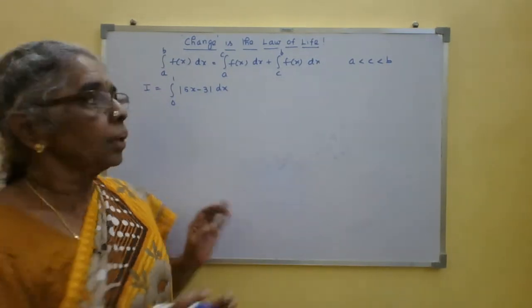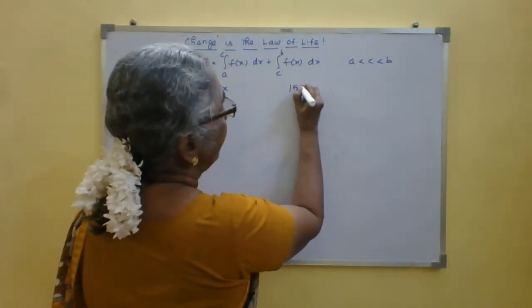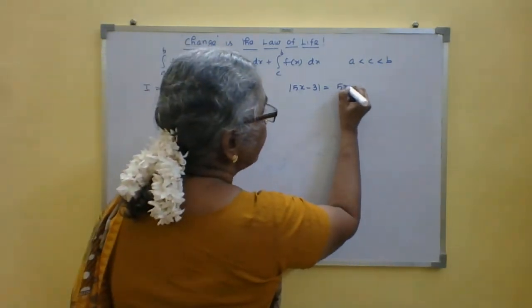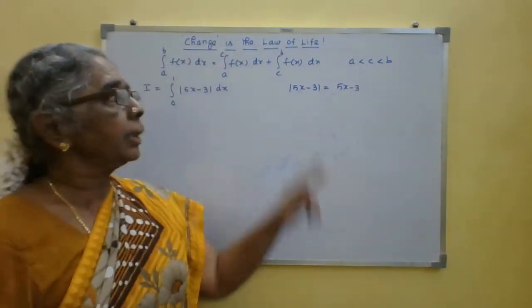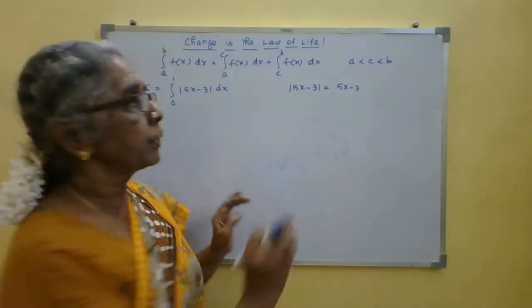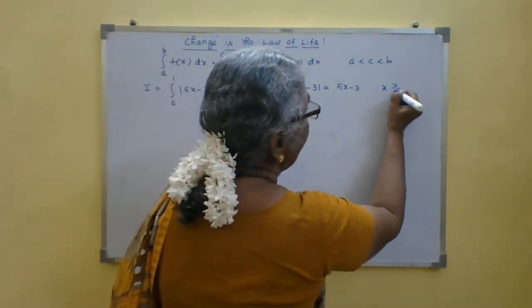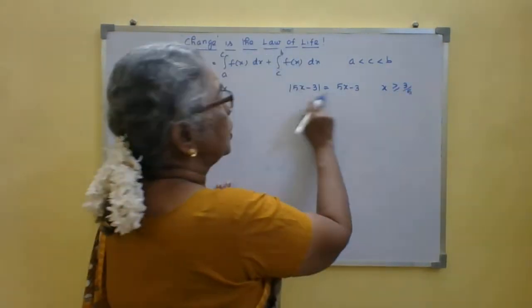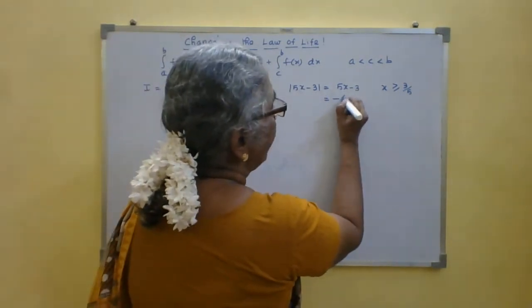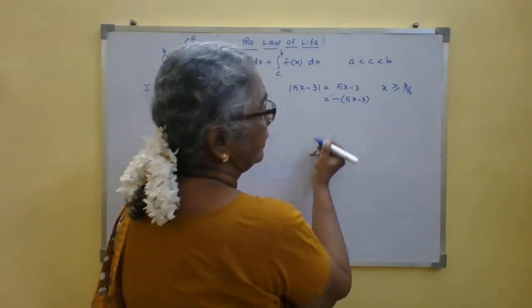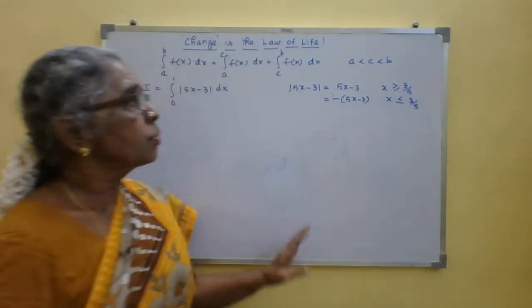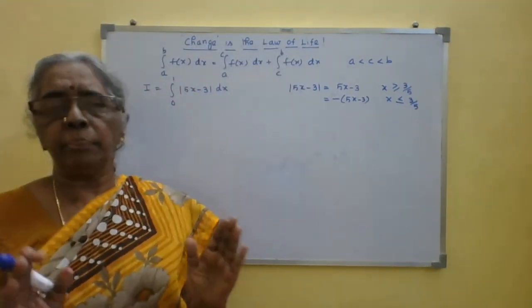That is the base. So we can write mod 5x minus 3 will be equal to 5x minus 3. When you equate this to 0 in your mind, you will get the x value as 3 by 5. So when x is greater than or equal to 3 by 5, this will be 5x minus 3. It will be equal to minus of 5x minus 3 when x is lesser than or equal to 3 by 5. So this is the interpretation of any modulus.